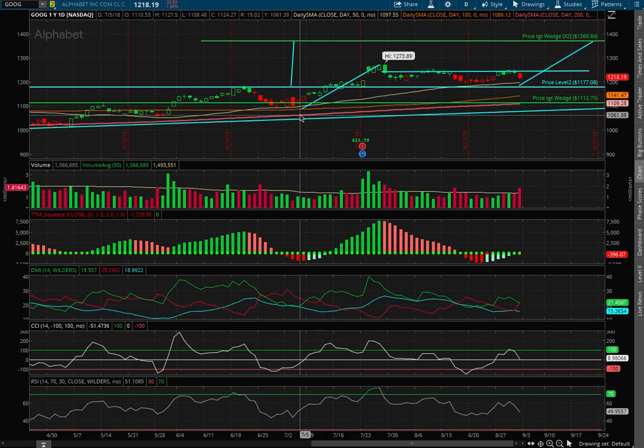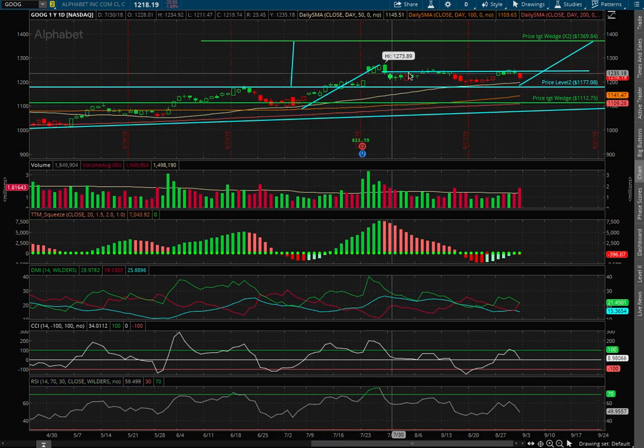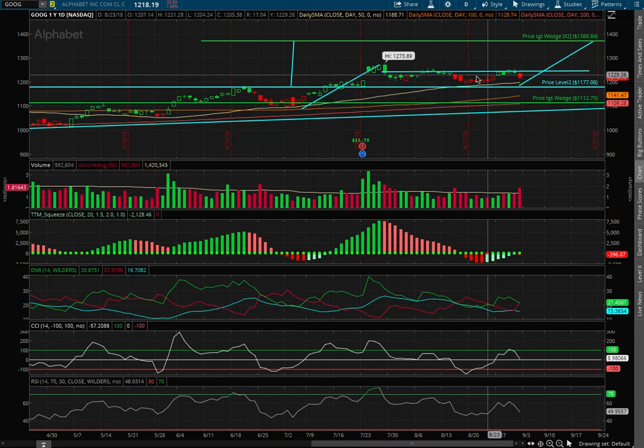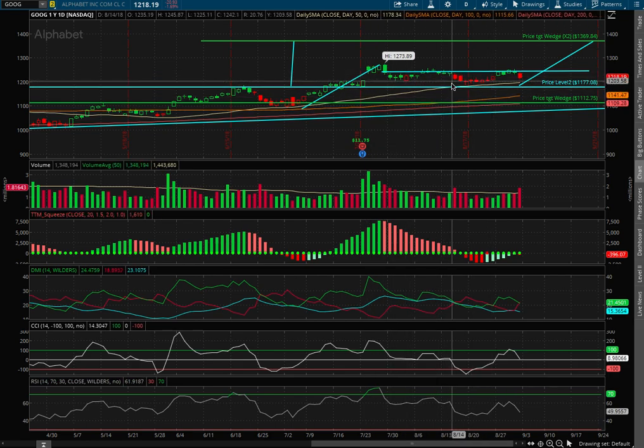So now we have this weekly bull flag. It doesn't look like a nice bull flag on the daily. It's a little choppy. Now let's see if we have another pattern on the daily.